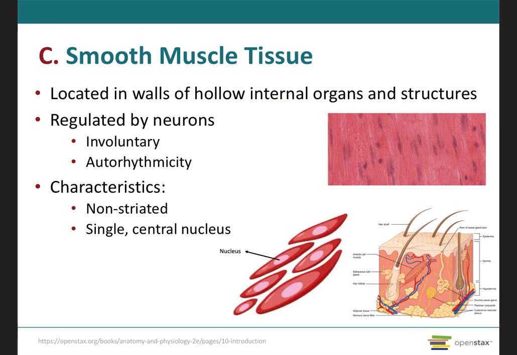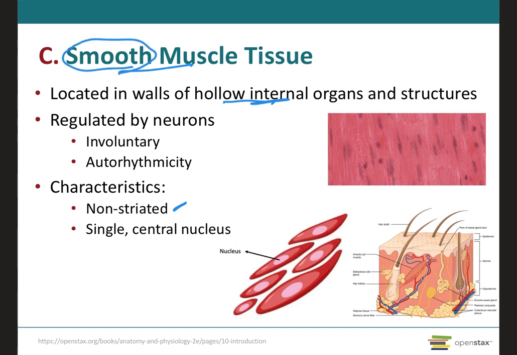Here we are going to be talking about the smooth muscle tissue, which is located in the walls of hollow internal structures, such as blood vessels, airways, and most organs in your abdominal pelvic cavity. Now, smooth muscle tissue gets its name from the fact that under a microscope, it appears non-striated, so it doesn't have the striations that skeletal muscle and cardiac muscle do, and it appears smooth. So that's why it's called smooth muscle.